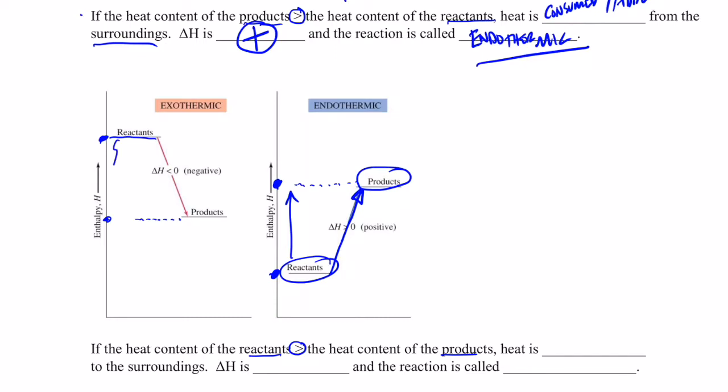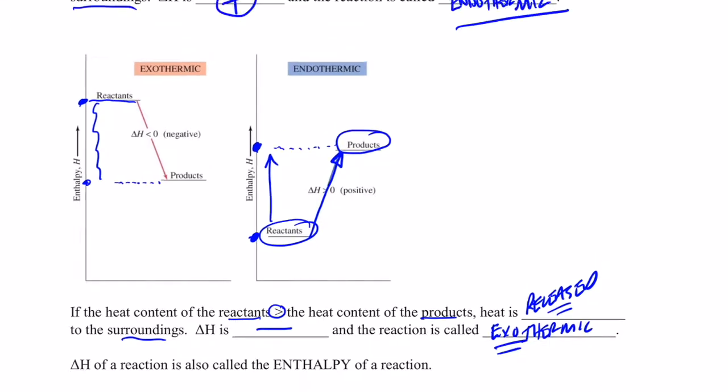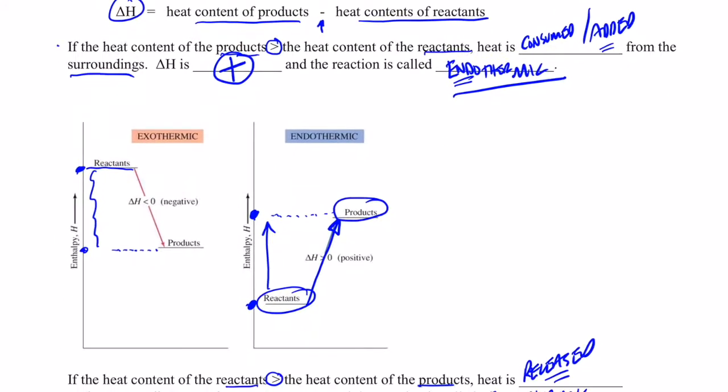What happens to all that extra energy? Where does it go? That's right, heat is released to the surroundings. Delta H has a negative sign, and those reactions are called exothermic. So we have exothermic, where energy is released, and we have endothermic, where energy is added.